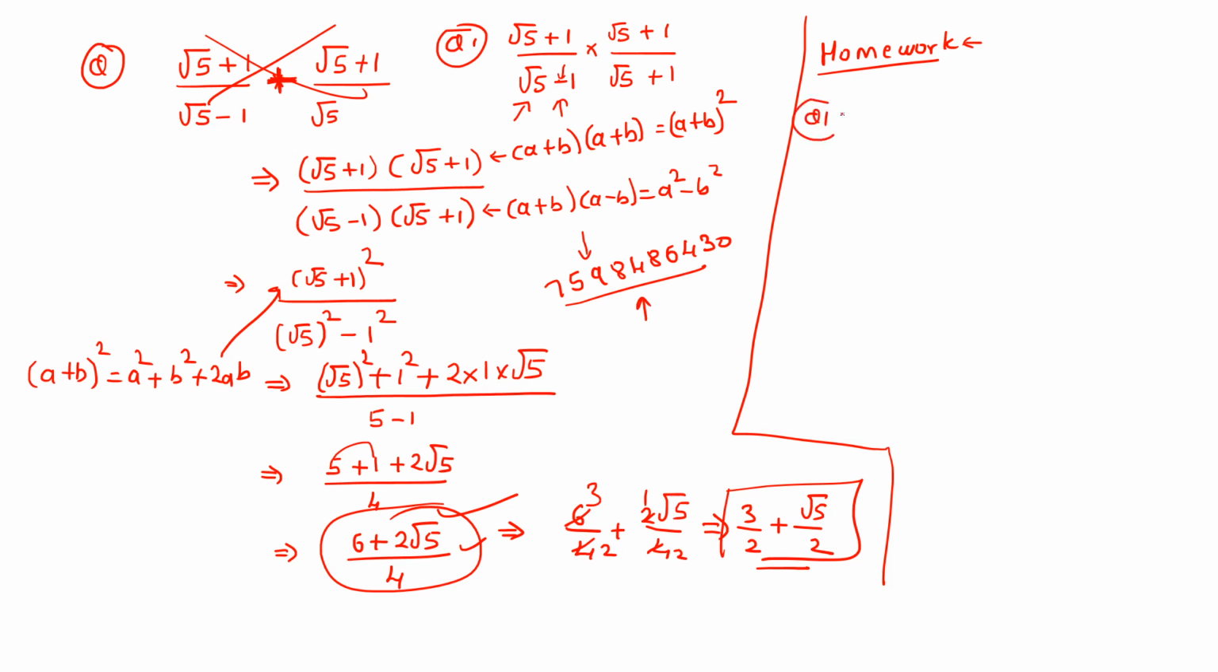So let me see the first question, whether candidates can do it. This is root 7 plus 2 divided by root 7 minus 2. Next question, root 5 minus root 3 divided by root 5 plus root 3. What is the answer for this?